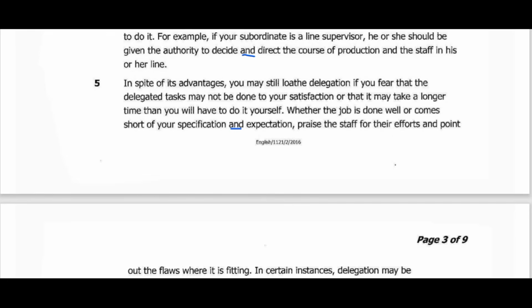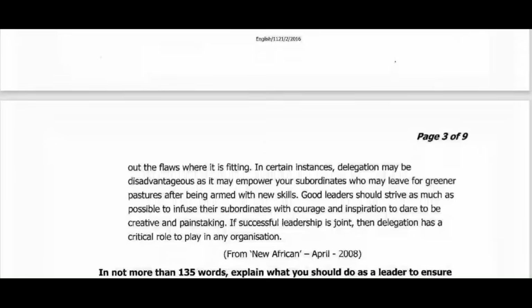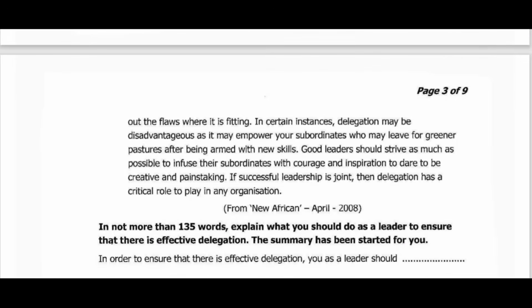Whether the job is done well or comes short of your specification and expectation, praise the staff for their efforts and point out the flaws where it is fitting. In certain circumstances, delegation may be disadvantageous as it may empower your subordinates who may leave for greener pastures after being armed with new skills. Good leaders should strive as much as possible to infuse their subordinates with courage and inspiration to dare to be creative and painstaking. If successive leadership is joint, then delegation has a critical role to play in an organization.